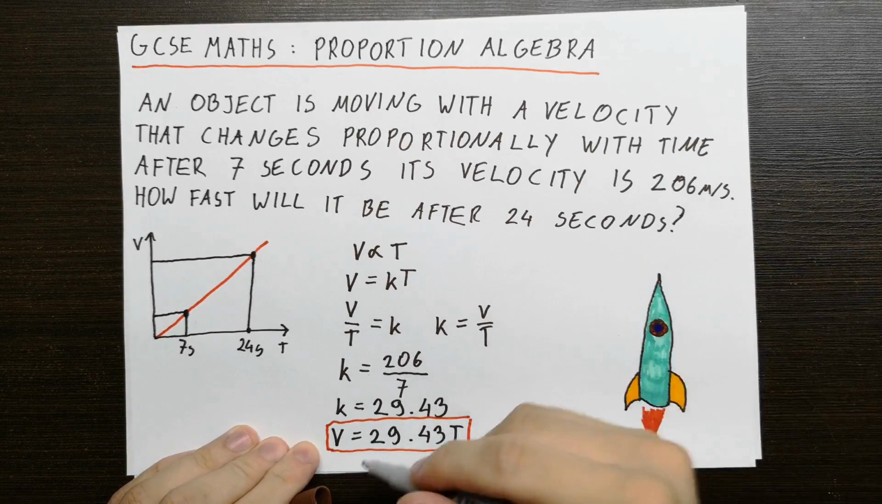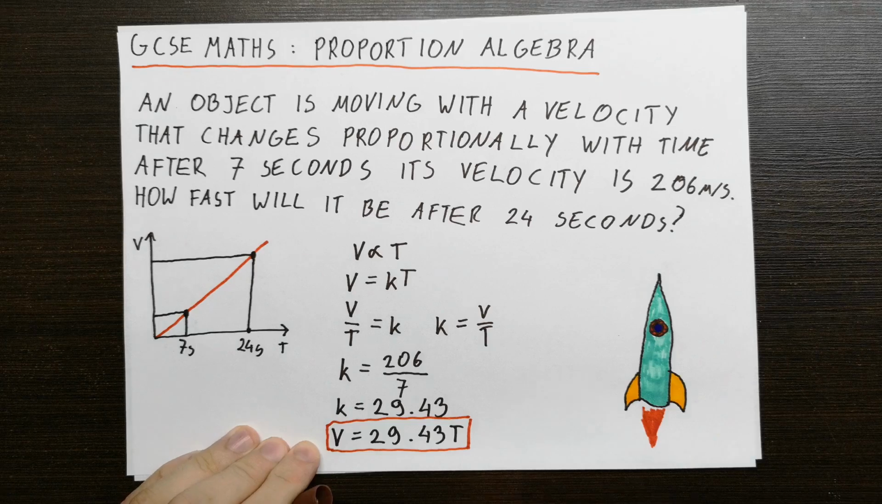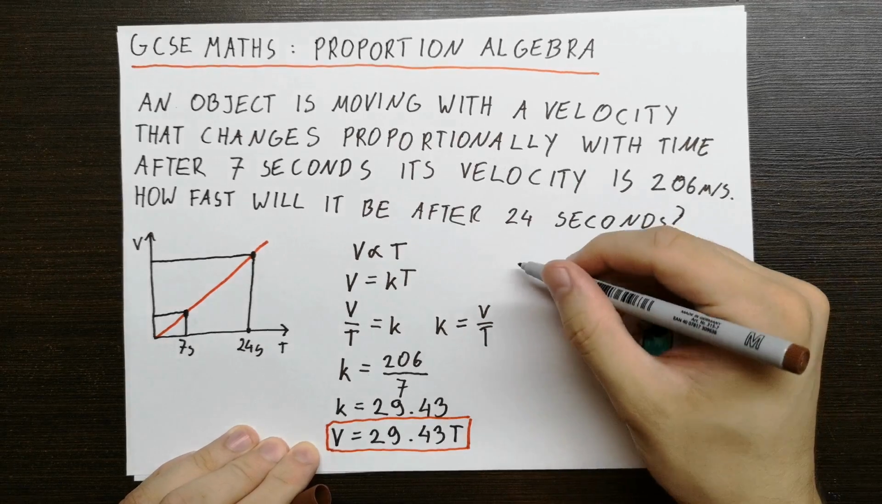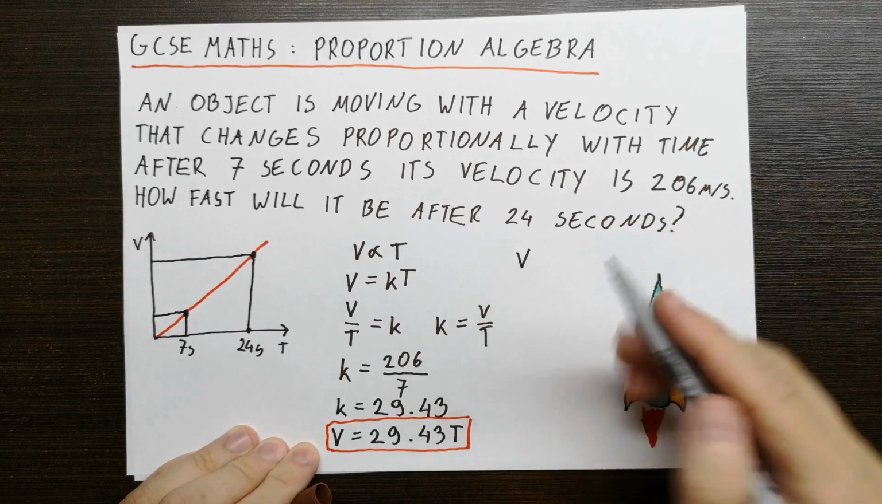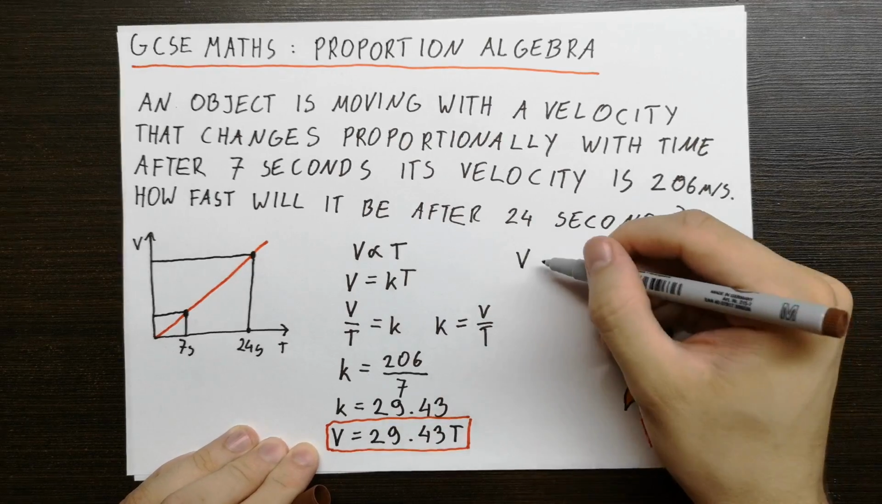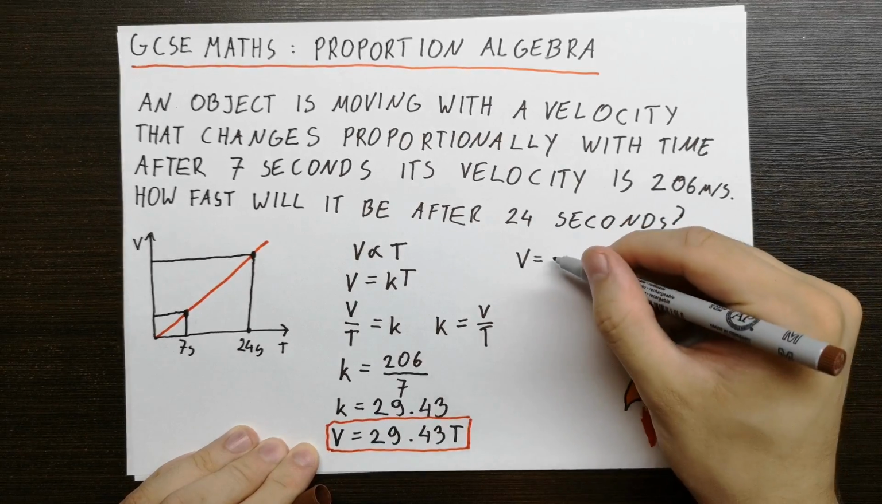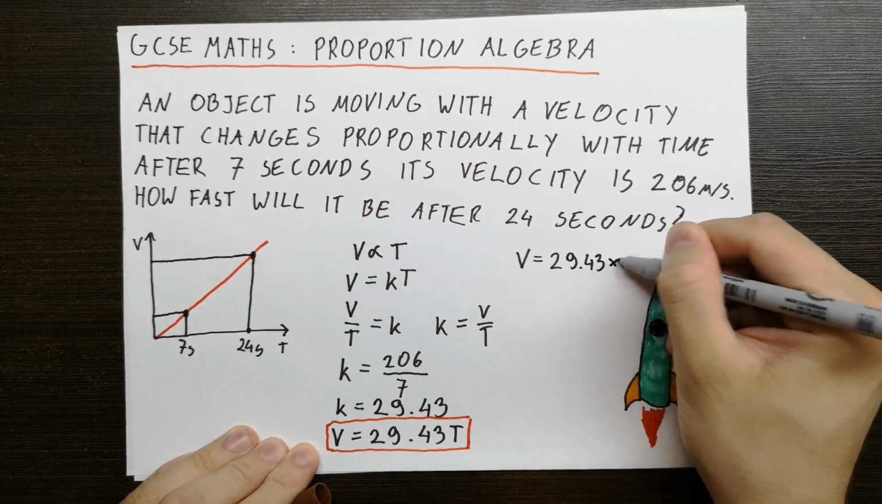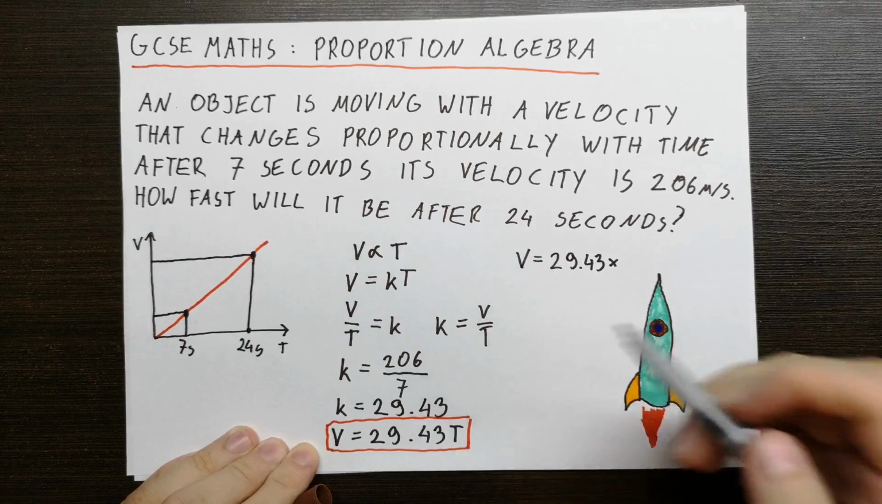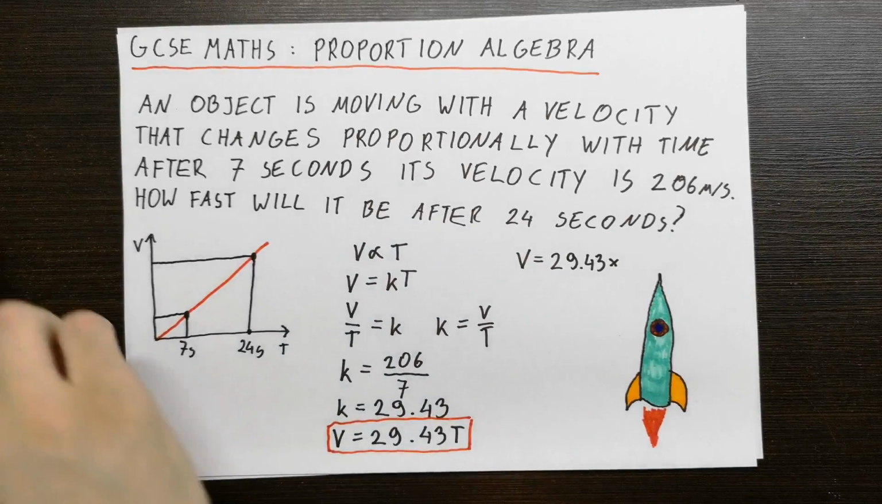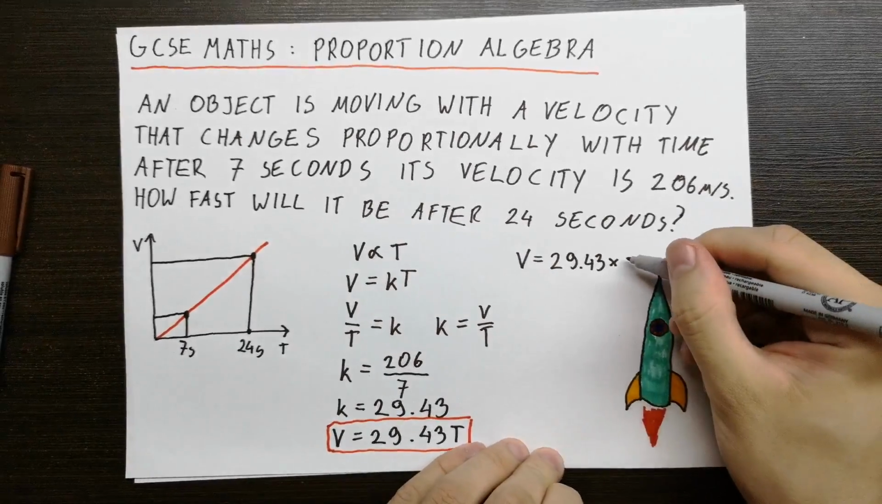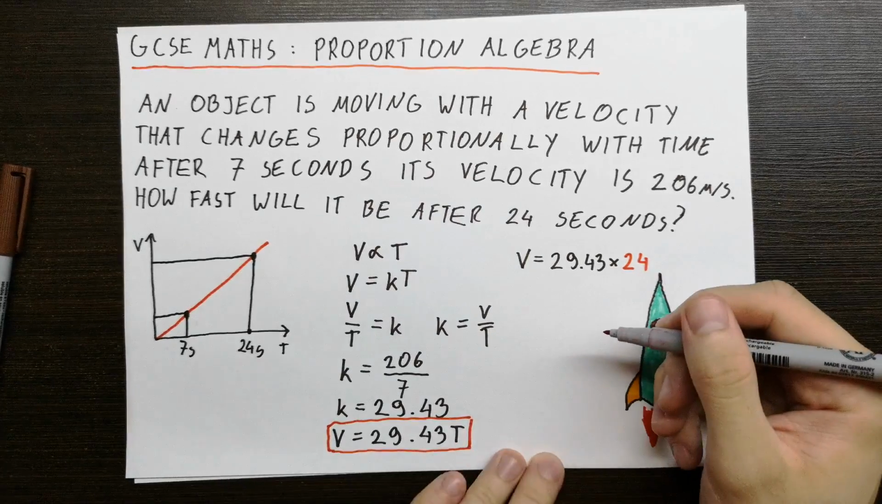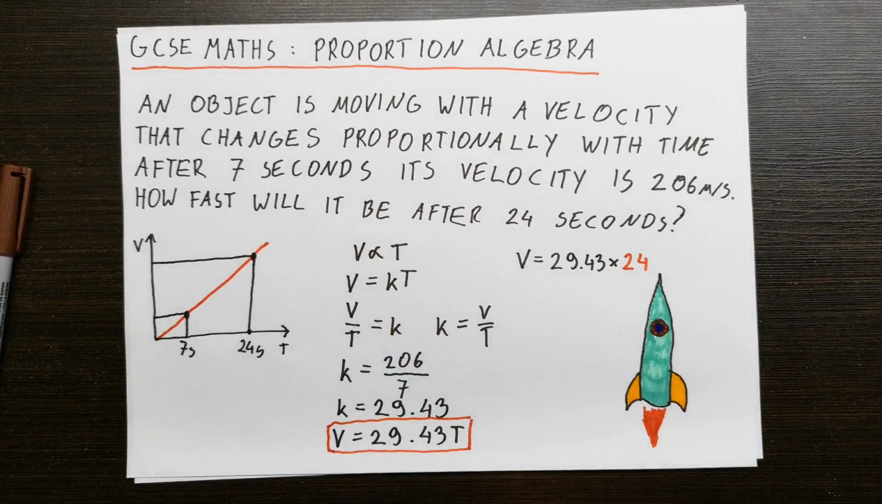So basically, we are just going to plug numbers into this equation. Simple as that. So v, because we don't know v, that's what we want to find out, is equal to 29.43 times 24 seconds. I'm going to put that down in red. So that's times 24. And that will give us the velocity after 24 seconds.